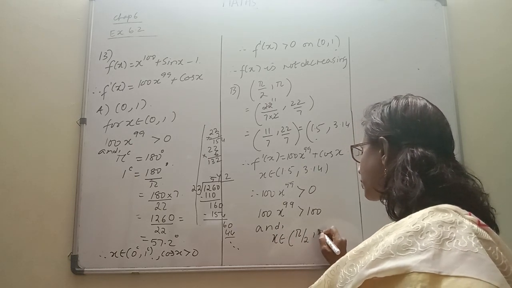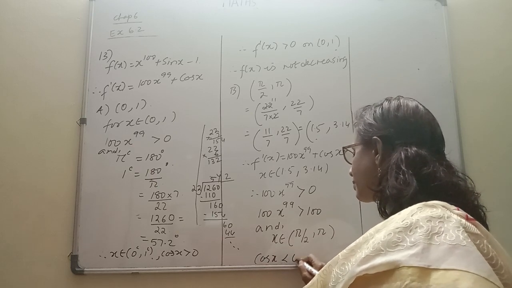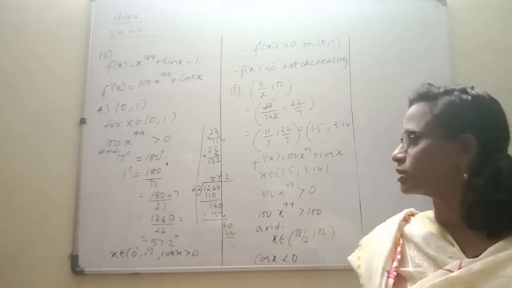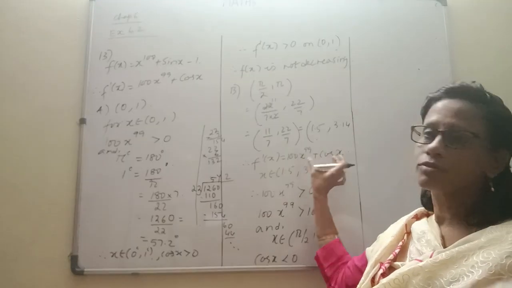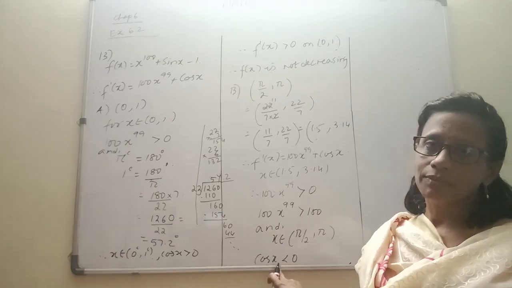X is between pi by 2 and pi, which is the second quadrant, where cos x is negative. But here, more than just negative, we have to also specify the values where it is going to lie, because only then can you decide whether it is positive or negative. Now, it is negative, of course, but then you can just check the values.